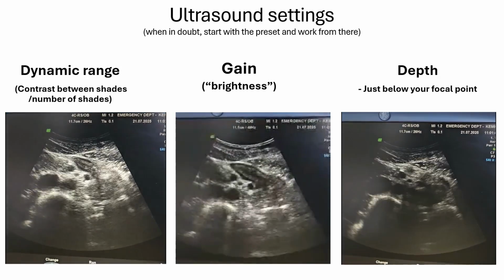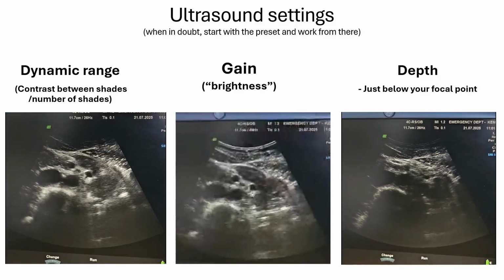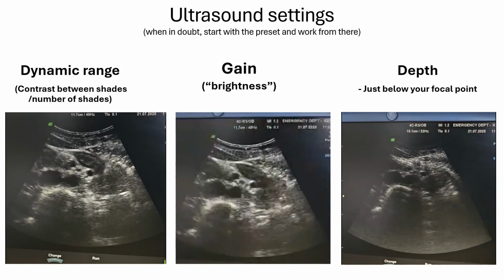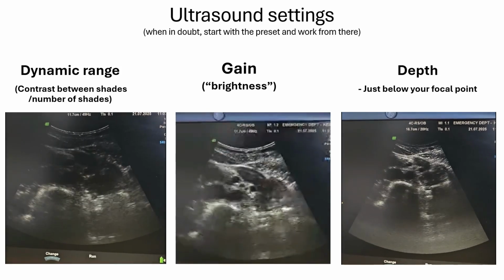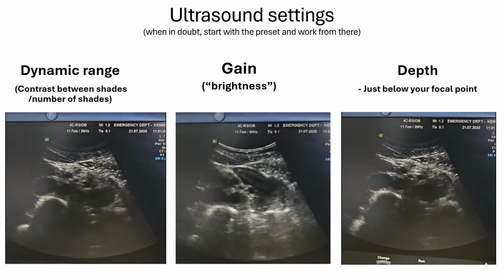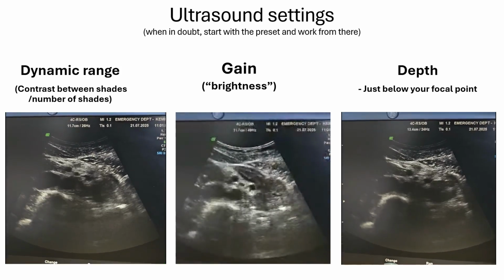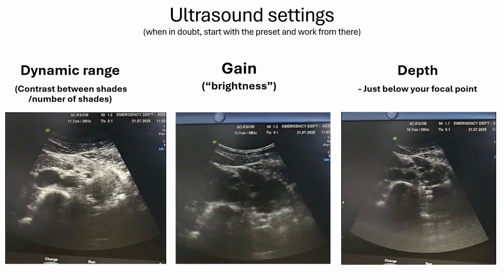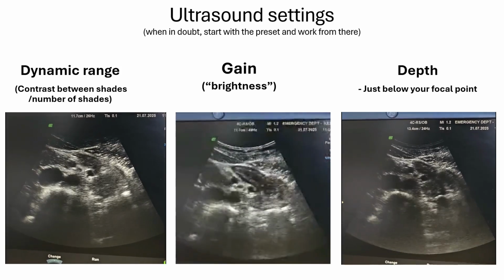A good rule of thumb for playing around with your dynamic range and gain is that your fluid-filled structures should be black, whereas structures like bone should be white, and then everything in between, so maternal structures, placentomes, placental tissue, should be different shades of grey.